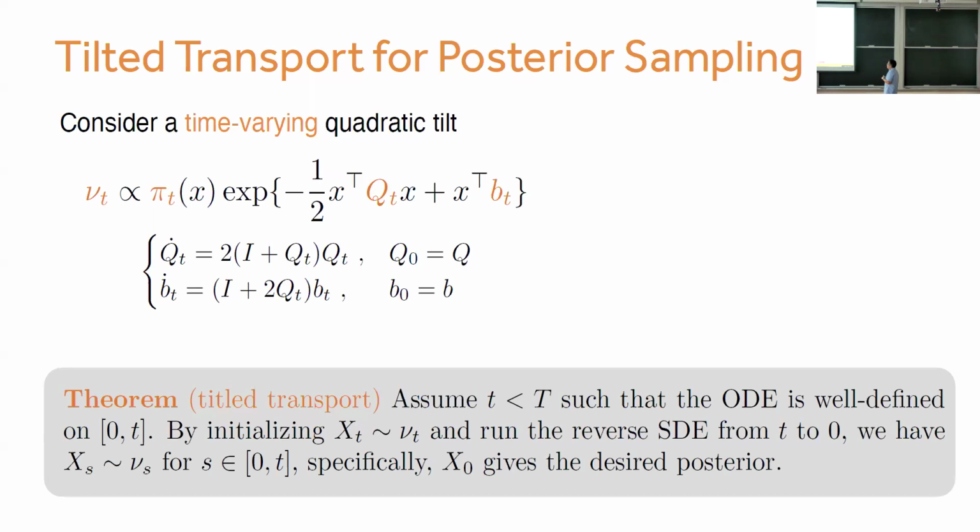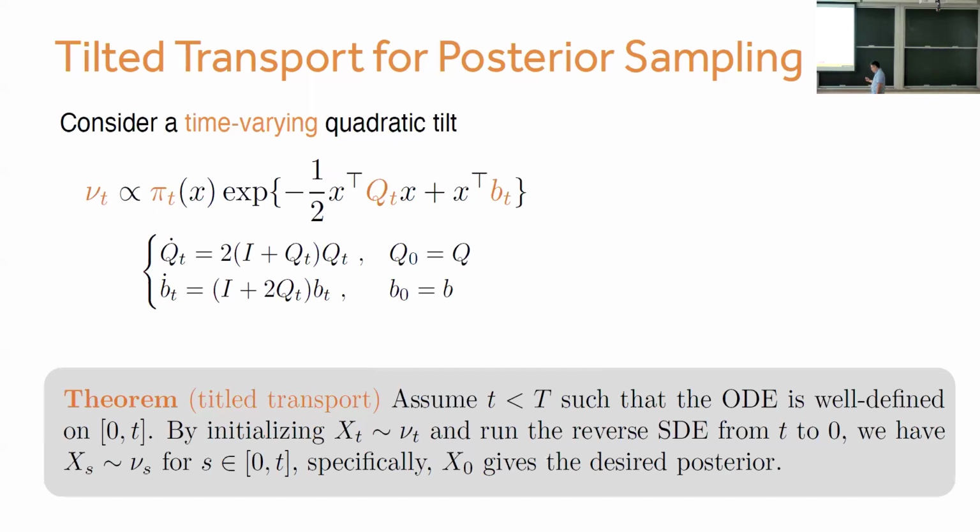But the nice thing is that, if for the t where this ODE dynamics is well defined, then we can initialize xt according to distribution mu t and run the reverse SDE from t to 0. Then we know that xs will follow the distribution of mu s for any intermediate time, and specifically x0 will give us the desired posterior.